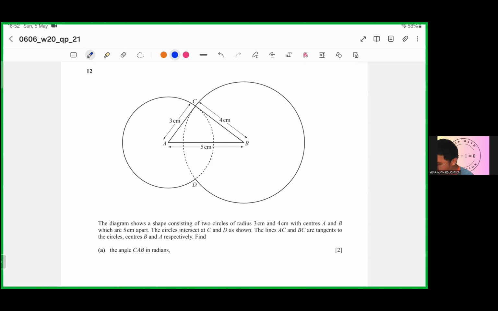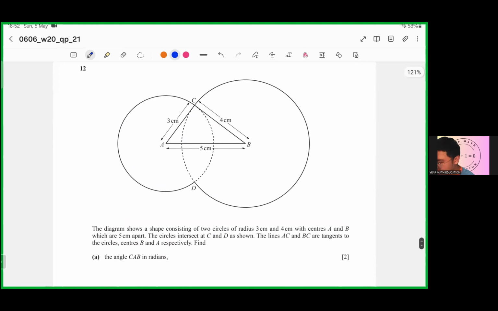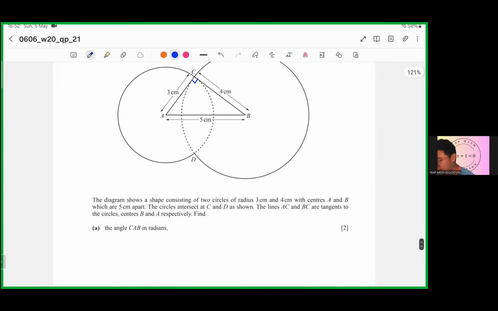It means here we can say it is 90 degrees, they are tangents to the circles with centers A and B respectively. So find the angle CAB in radians.